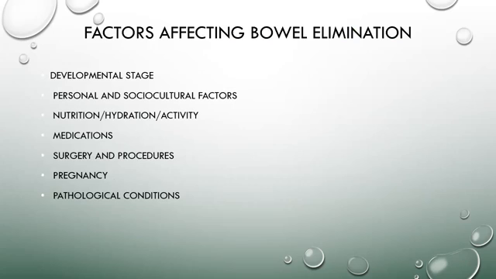Okay, so what are some factors affecting bowel elimination? Developmental stage: bowel patterns change throughout the lifespan. Meconium is the very first stool that a baby passes. It's green and black and tarry in consistency. Kids start to control their defecation around 2 years old. And then lots of problems with the GI tract, which we'll talk about later, tend to come at an older time in life, okay?